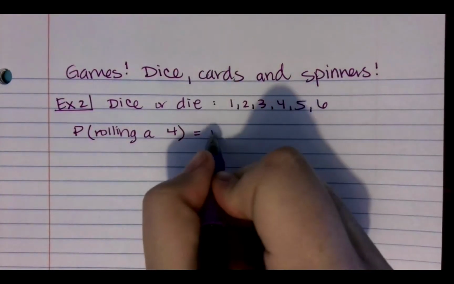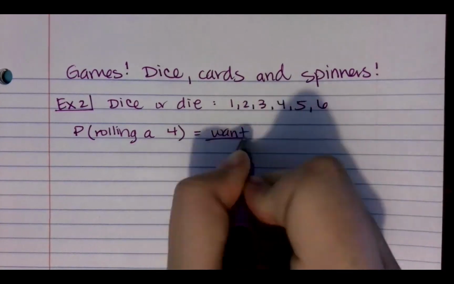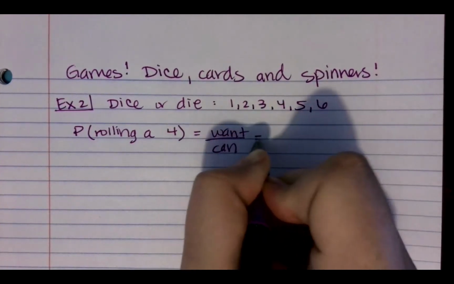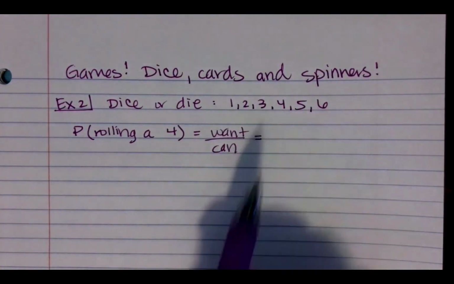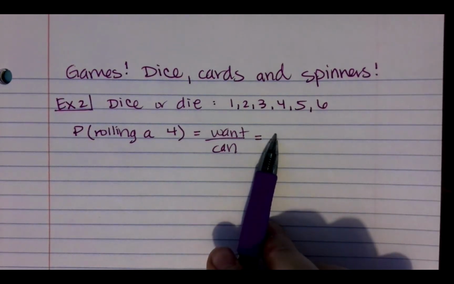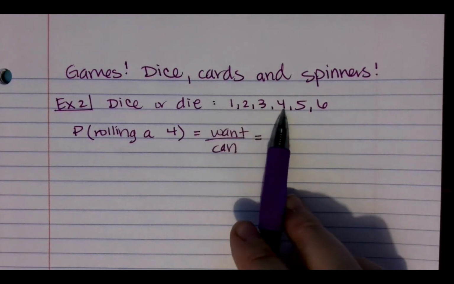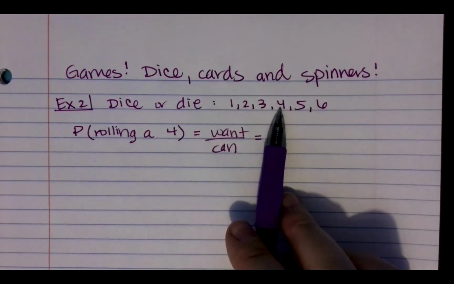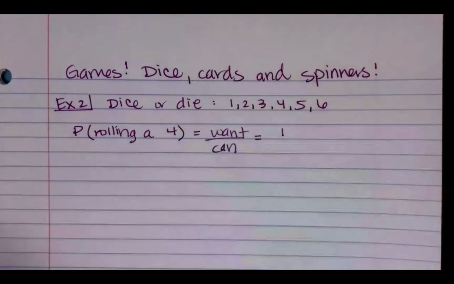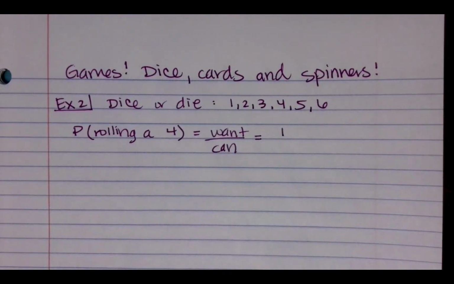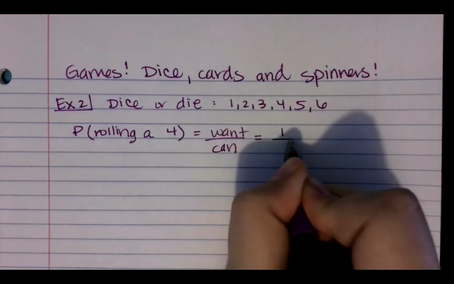Again, this is what we want to happen over what can or could happen. What do we want? We want to roll a 4. I'm not going to write a 4 here. I want to think about it. I want to roll a 4. How many of these are 4s? Just this one. So there's 1 4 on a dice. That's what I want. I want to get that 1 4 out of what could happen.